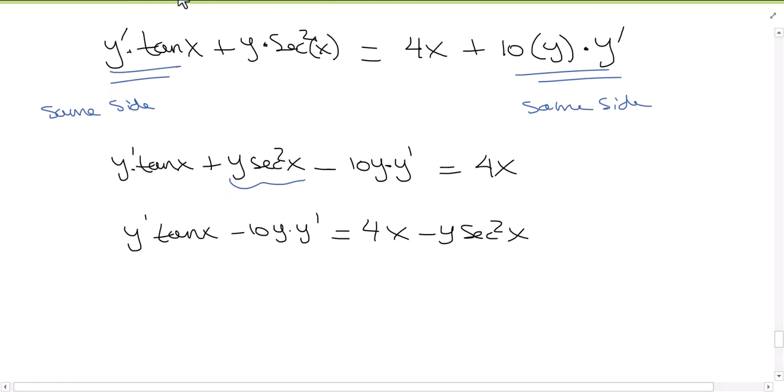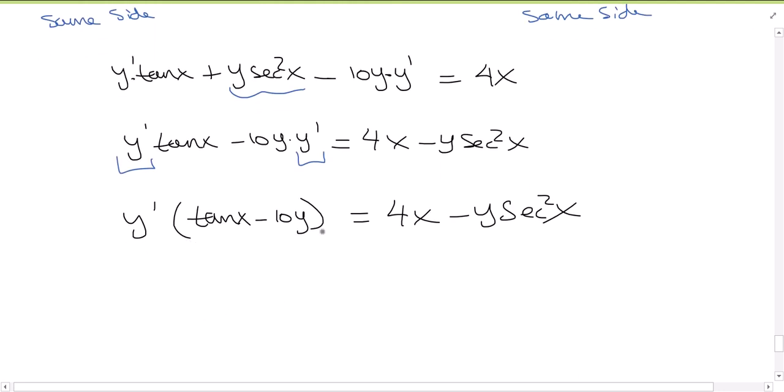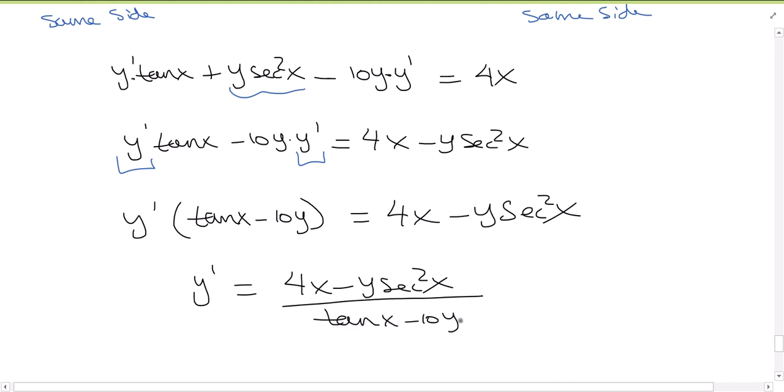And now that I have the y's on the same side, now we can factor it because that becomes a common term. I have two terms with a common factor of y prime. So factor out the y prime. I said we had two terms, so we should still have two terms on the inside. So what are those two terms? So I'm going to have tangent x minus 10y. And now we're ready to get y prime by itself. Divide both sides by tangent x minus 10y. So y prime is 4x minus y secant squared x all over tangent x minus 10y.